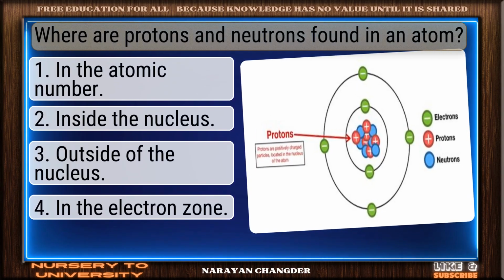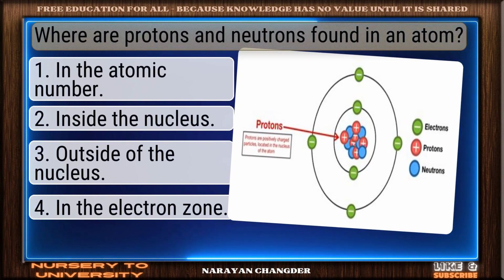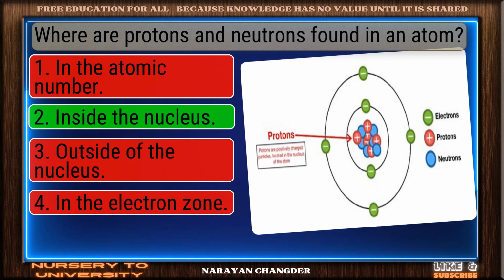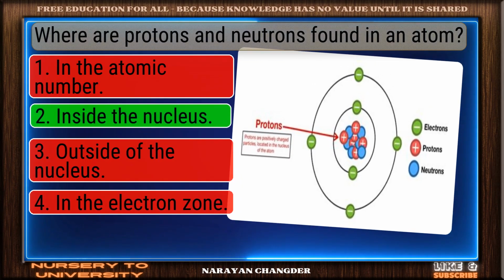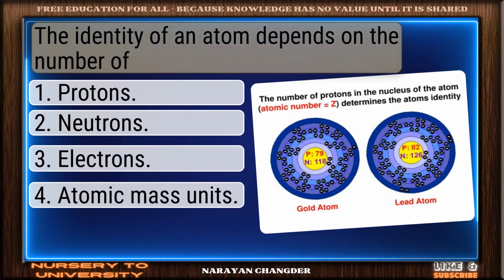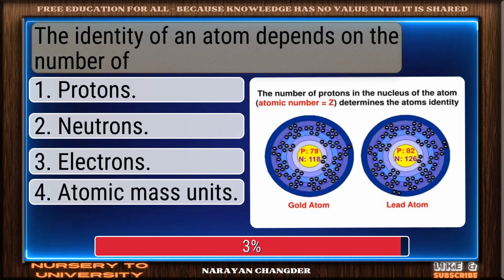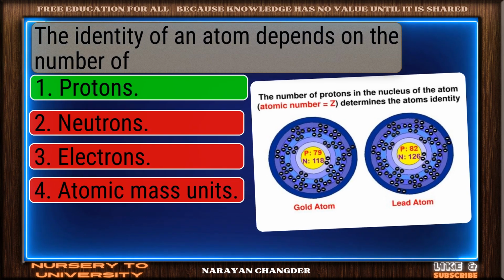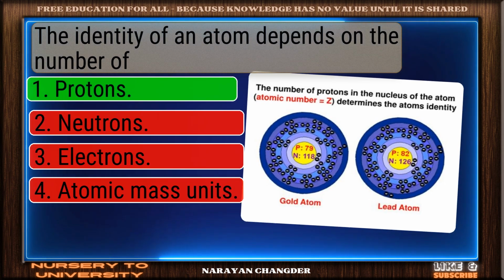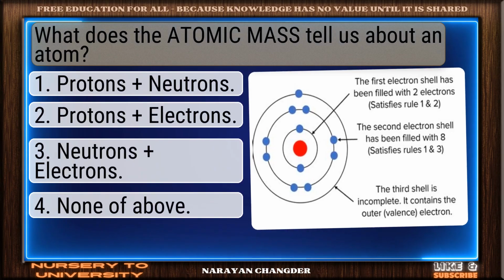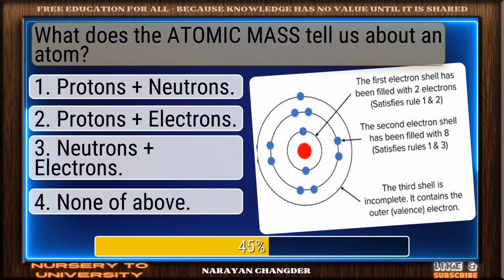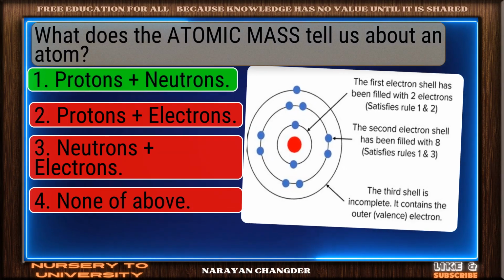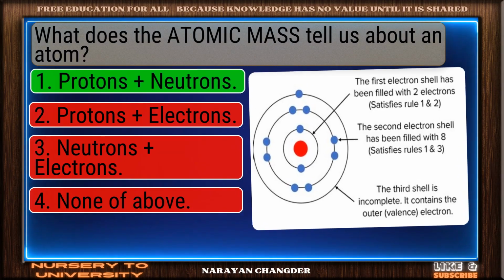Where are protons and neutrons found in an atom? Strong choice. Inside the nucleus is the right answer. The identity of an atom depends on the number of... Sharp thinking. Protons is the right choice. What does the atomic mass tell us about an atom? Nice selection. Protons plus neutrons is the correct and valid answer.